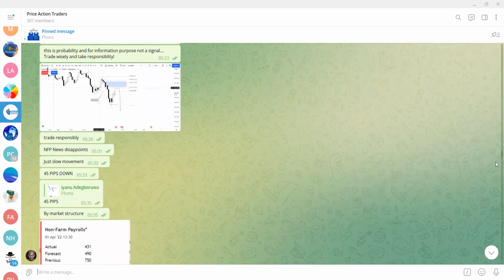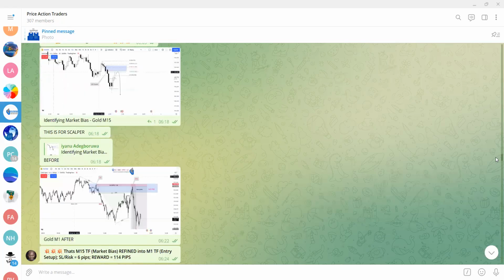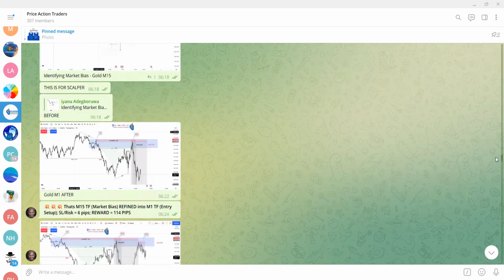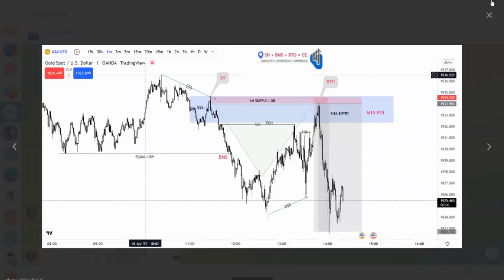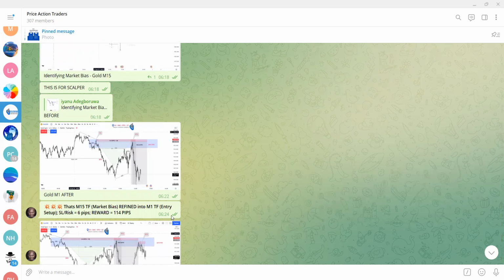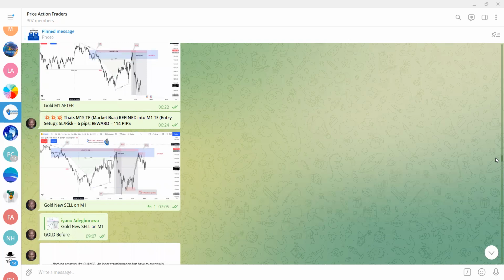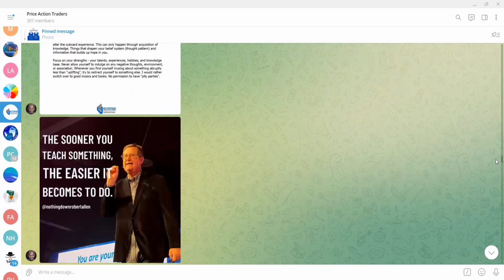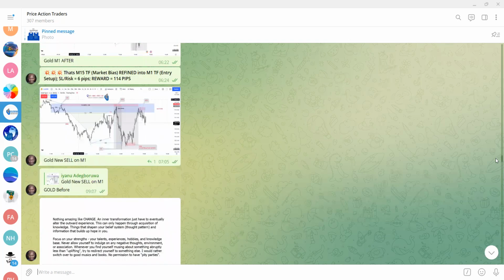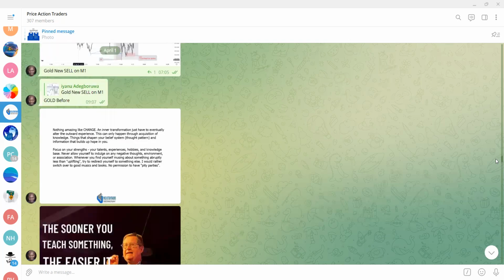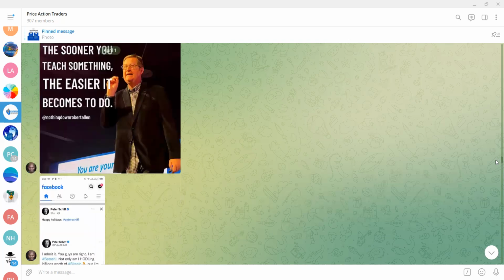Gold went down, and we already gave it a sell. You can see gold moving down, almost about 114 pips on gold during that NFP, non-farm payroll news. Gold and Euro USD will usually move in the same way, as they are possibly correlated.